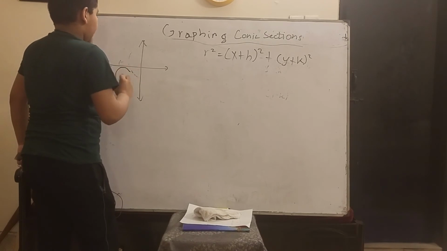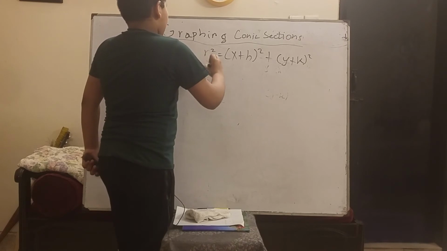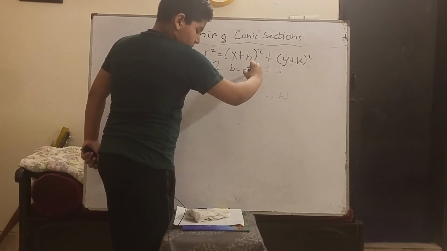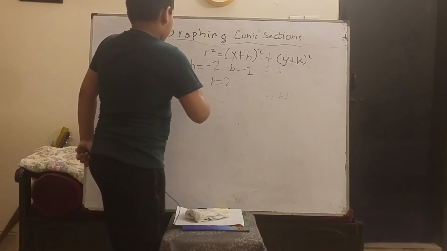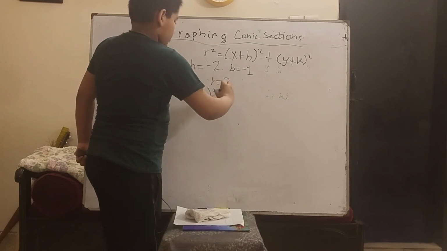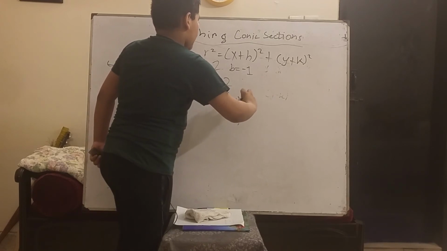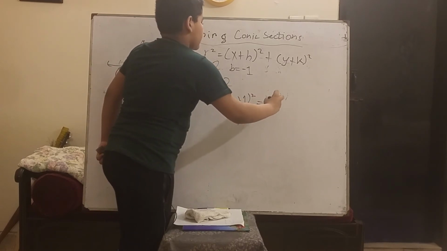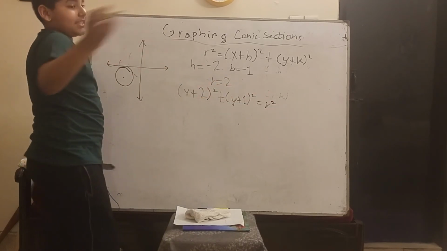We can also check the equation by the graph. So here, h equals -2, k equals -1, and r equals 2. So if we plug this into this equation, x plus 2 squared plus y plus 1 quantity squared equals r squared. This will be the equation of this circle.